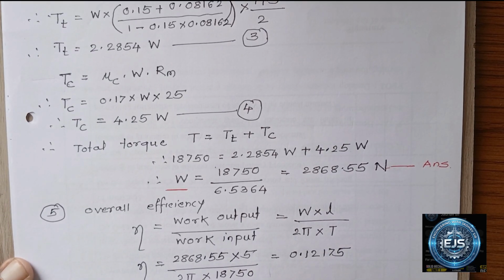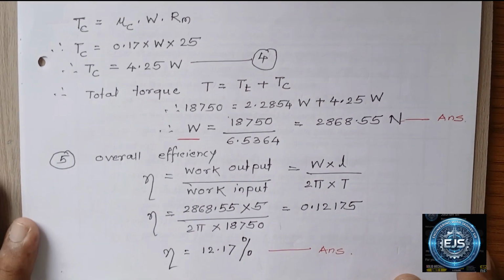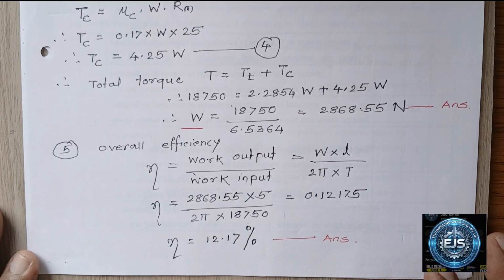The overall efficiency of the screw is 12.17%. So this is the problem on the machine vise, which has a square threaded screw, and this screw is a single start screw. In this way we have to complete the problem.